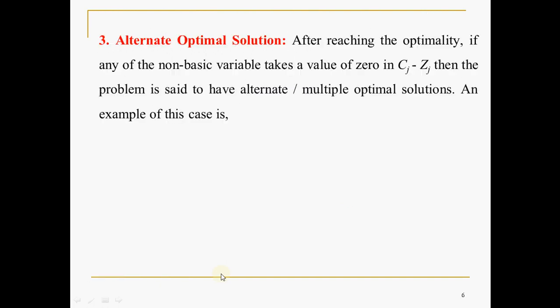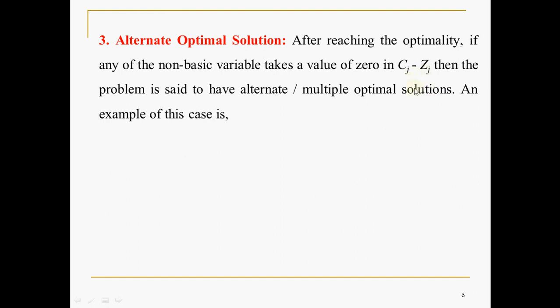Now coming to the third special case, alternate optimal solution, also referred to as multiple optimal solution. Sometimes an LP problem may have more than one optimal solution, like you have seen in the graphical method also. After reaching optimality, if any of the non-basic variables takes a value of 0 in Cj minus Zj, then the problem is said to have alternate or multiple optimal solutions. This is an indication.